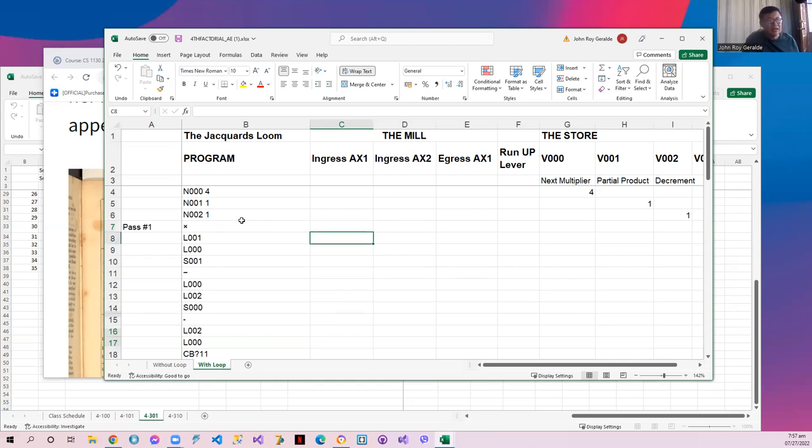L001. This is a variable card. L001. What does this mean? We are going to load ingress axis 1, or AX1, is equal to variable 1. Do you follow? L001 means AX1 receives variable 1. What's variable 1? Anyone?